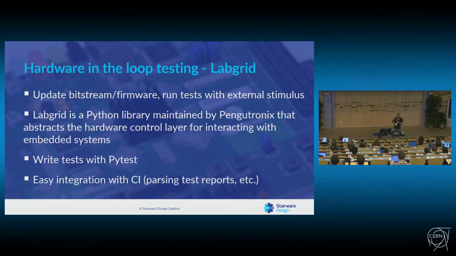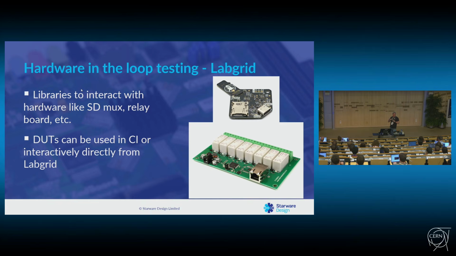Lately, I've been playing with LibGrid, which is basically a Python framework or library, which is maintained by Pengutronix. And what it does is abstract the control of hardware, specifically for embedded systems running Linux. I think they've done some example with Zephyr, but specifically with systems running Linux. And since it's a Python library, you can write your tests using PyTest, which plays nice with CI. So already from PyTest, you can get the output in JUnit, XUnit. It has support for very different types of hardware.